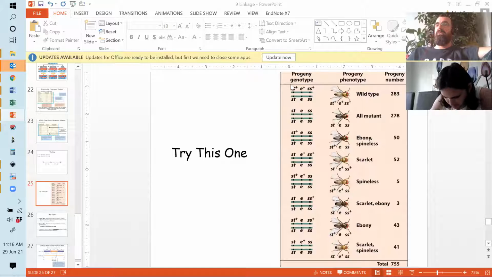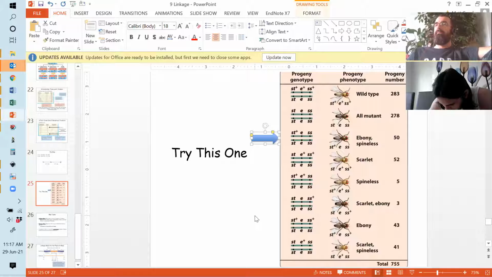So again, if we're crossing over between ST and SS, we're going to lose the wild type SS allele and the wild type E allele. So what flies look like that? They're going to be wild type for ST, recessive for SS and E. That's right. Good job.